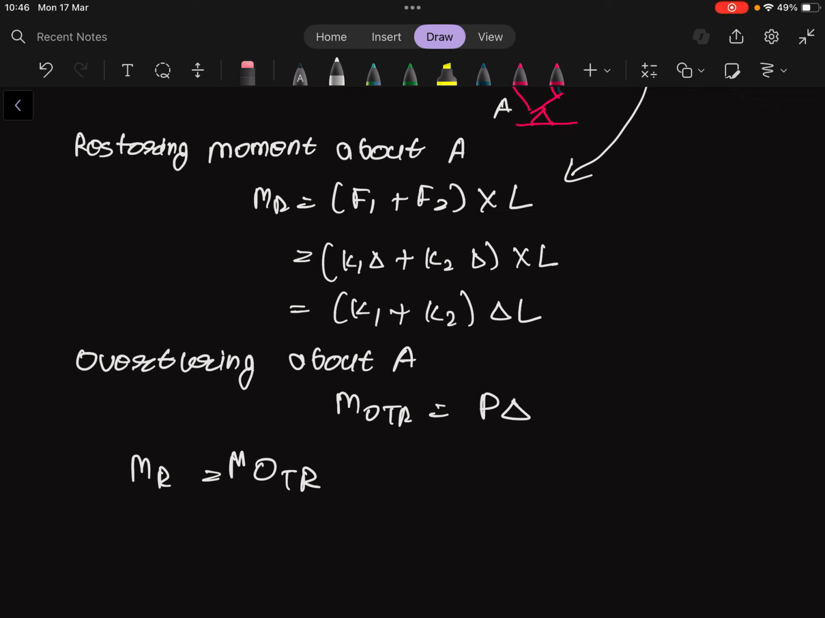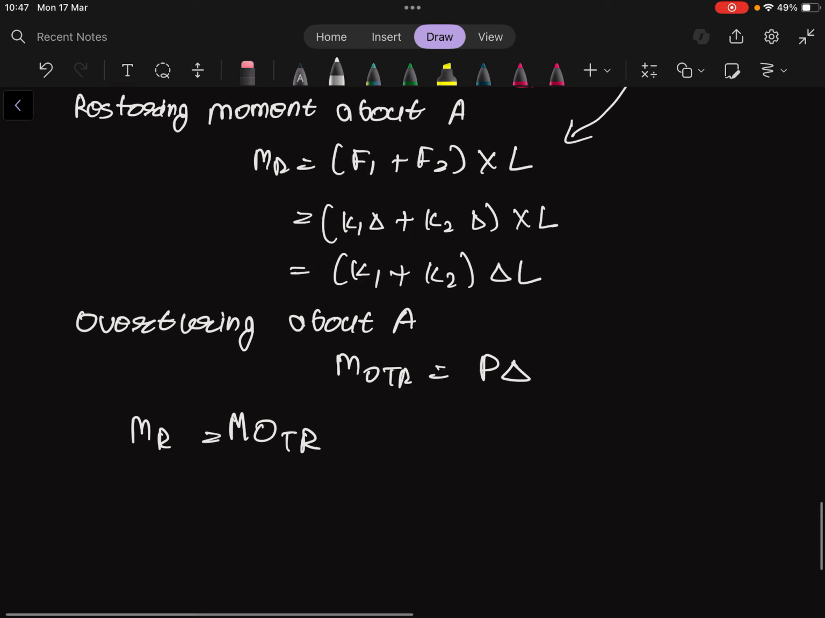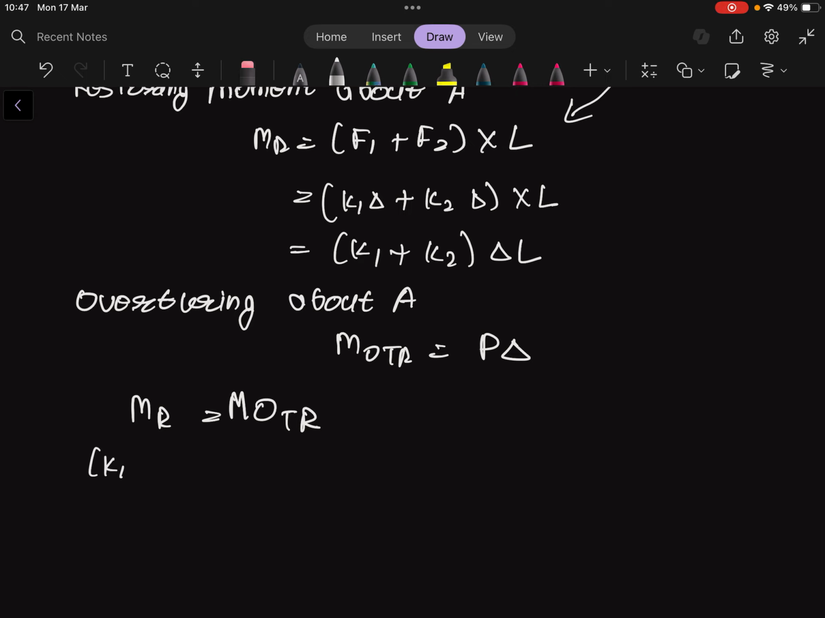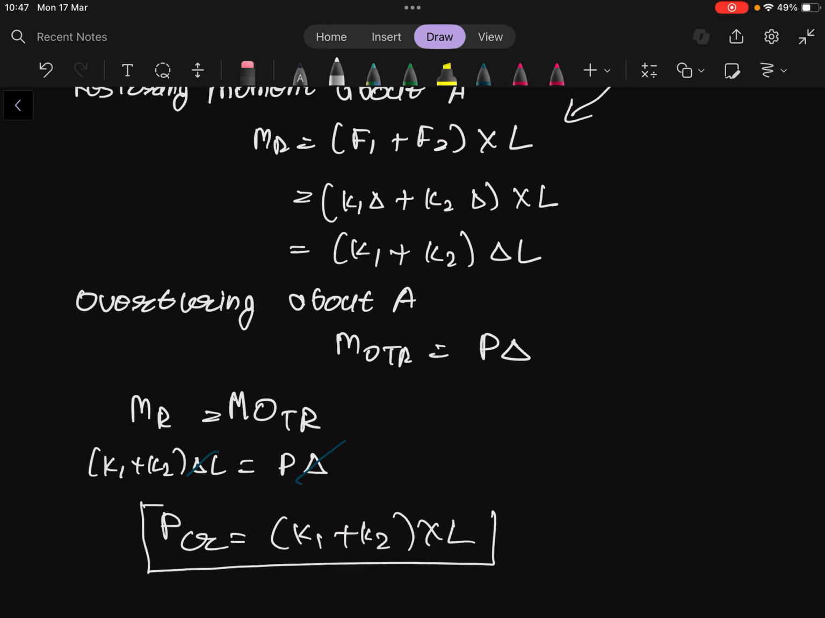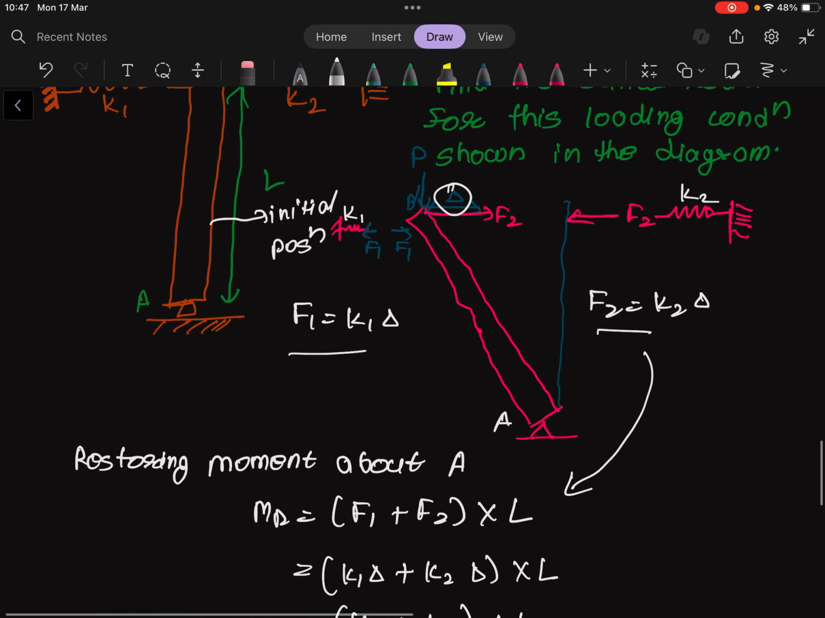So in order to find out the critical load, we have to equate these two equations. So we can write K1 plus K2 delta L is equal to P delta. Now we can cancel delta from here, and we are going to get the critical load, which is given by this equation, that is K1 plus K2 into L. So this is our critical load equation for this loading condition shown in the diagram.